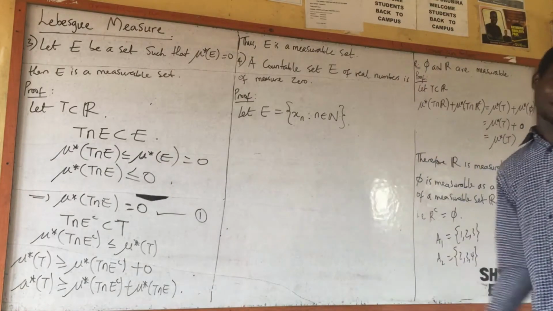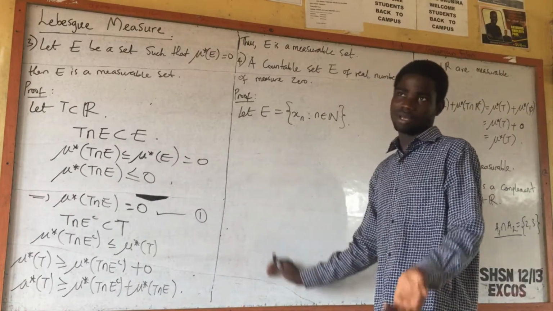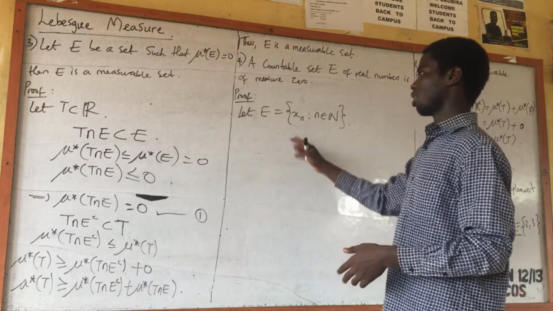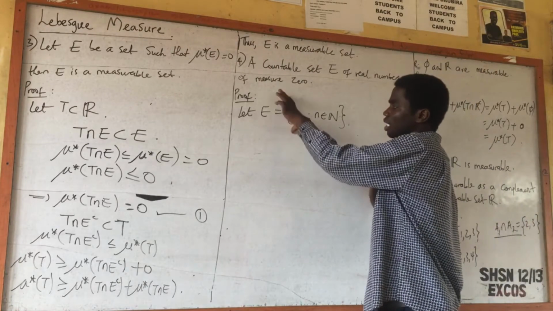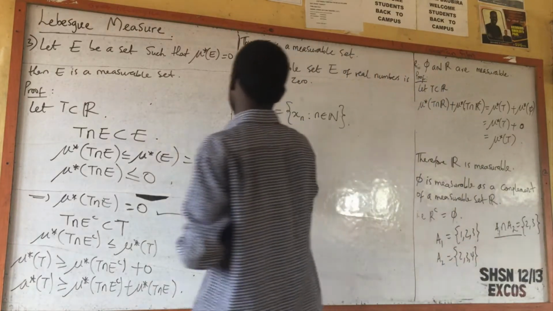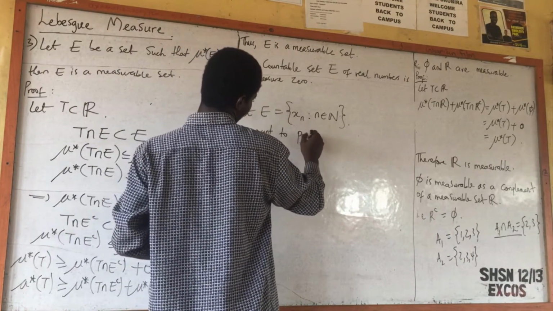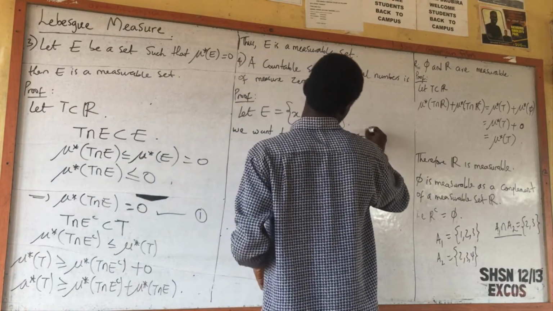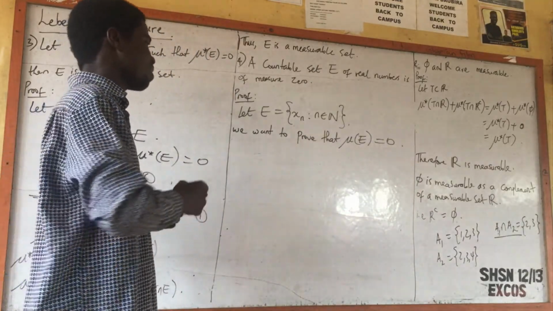Another way of finding a countable set is that you can map it to the set of natural numbers, or the domain can also be the set of natural numbers and they'll be mapped to all these values. So, let E be equal to this. We want to prove that the measure of E is 0.